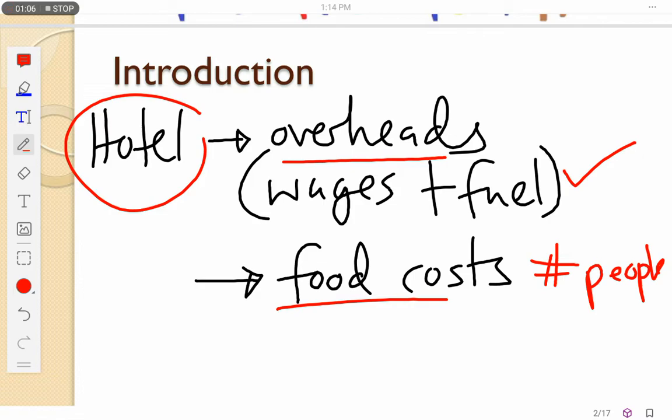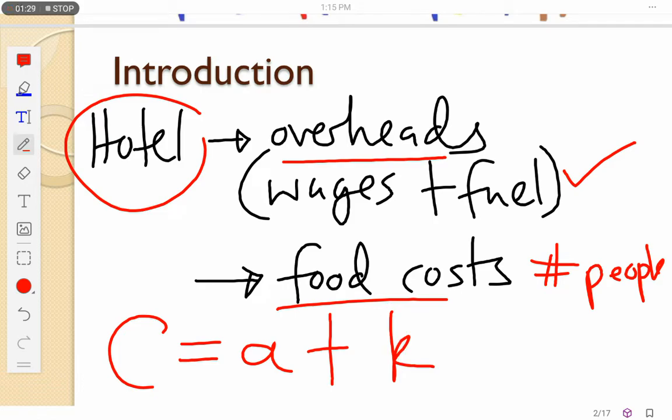So at the end of the day, the cost of the overheads generally remain constant, but the cost of the food will be proportional to the number of people being fed, and hence we can write this and have a partly constant and partly variable variation, whereby in algebraic terms I can have C is equal to A as the overheads plus K as the food cost, depending on the number of people. That is the partly variation that we can have for a hotel, for example. Let's look at some worked example that we can have.